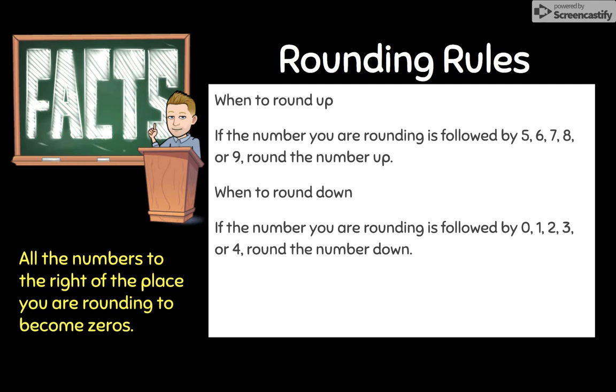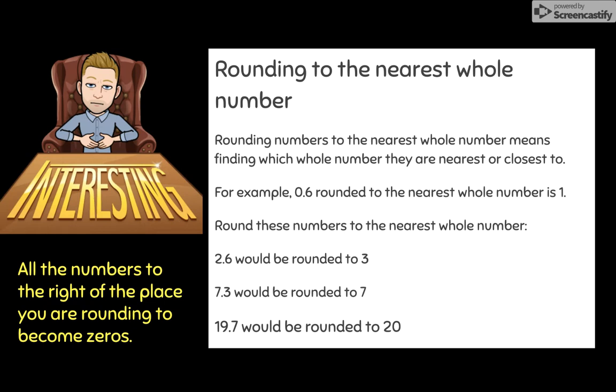All right, let's check out the first example. Rounding to the nearest whole number. Rounding numbers to the nearest whole number means finding which whole number they are nearest or closest to. For example, 0.6 rounded to the nearest whole number is 1. So if we're rounding to whole numbers, we'd look at the ones column, and then we'd look at the column before that, which is the tenths column. So, is the tenths column closest to one whole? Yes, it is, because it's 0.6, so we'd round up.